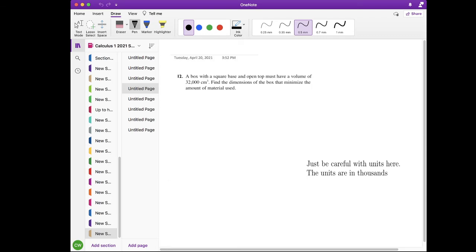All right, this one's a bit different. We have a box with a square base and an open top, and it must have a volume of 32,000 centimeters cubed. The question is to find the dimensions of the box that minimize the amount of material used. Okay, so someone give me some info. First of all, it's a volume of 32,000. What's the volume of what? Of a box, right? What's a formula for the volume of this box?